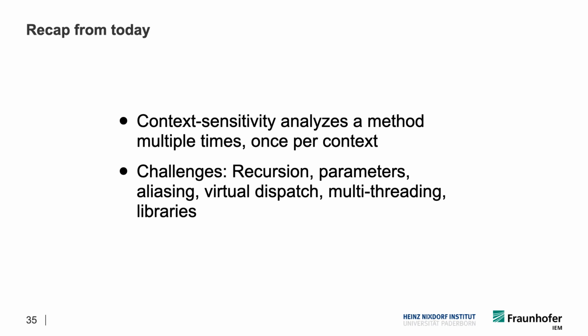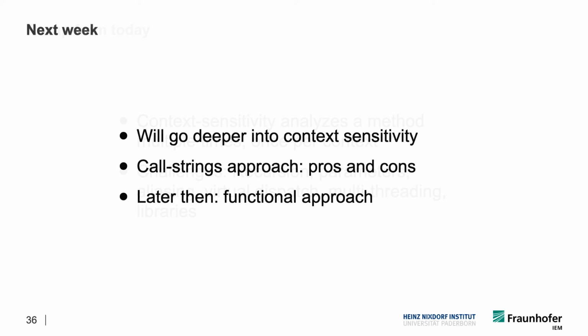Now that brings me to the conclusion of this week's lecture already. So just to recap from today, we talked about context sensitivity and how it's meant to analyze a method multiple times, once per context. And that's basically essential to guarantee that the analysis only runs along realizable paths. Also, I talked about a number of practical challenges such as recursion, parameters, aliasing, and so forth.